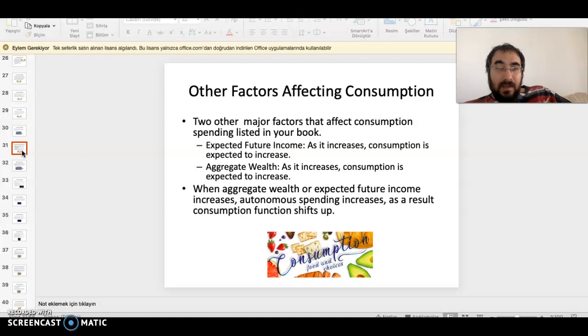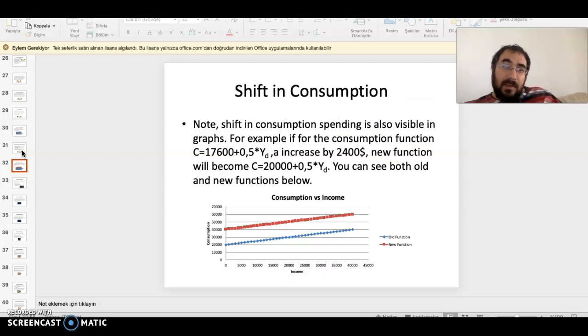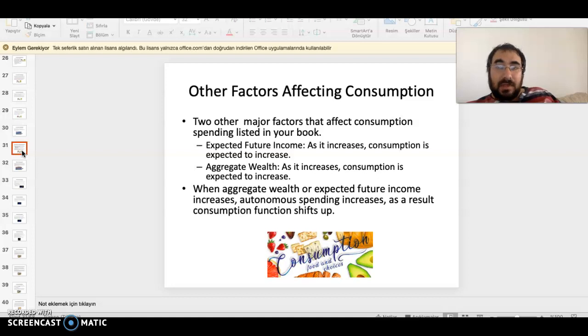But anyway, expected future income level is increasing the autonomous spending, which will shift the consumption curve up. And when you are more rich, when you have more accumulated money that is stored, that will also shift the consumption curve up. Anyway, we will continue in the next part, and we will study shifts in the consumption curve there a little bit. So see you in the next part.